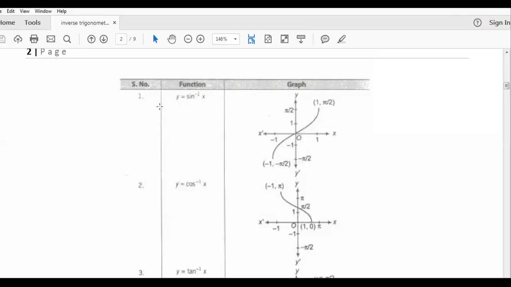Am I audible? Okay, today we'll start with the graph of the inverse trigonometric functions. Okay, graph of inverse trigonometric functions.